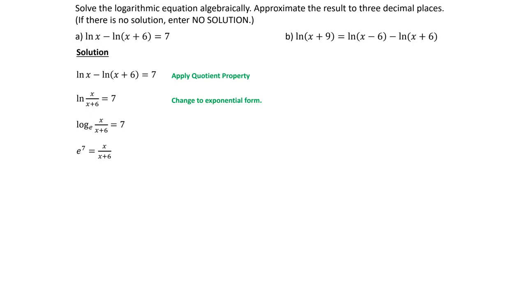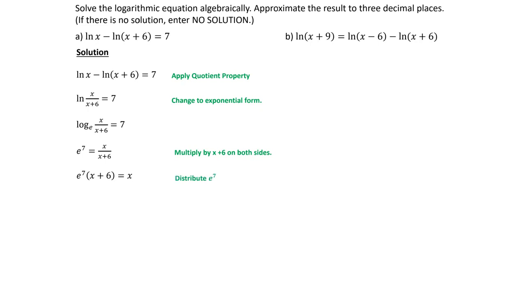So the base is e, so my exponent is e. The output of the log becomes the input of the exponent. So this is e to the 7. The input of the log becomes the output of the exponent. So this is x over x plus 6. So now we can see that if we wanted to solve for x, we first have to multiply both sides by x plus 6. Okay.